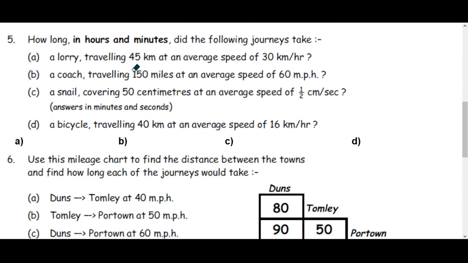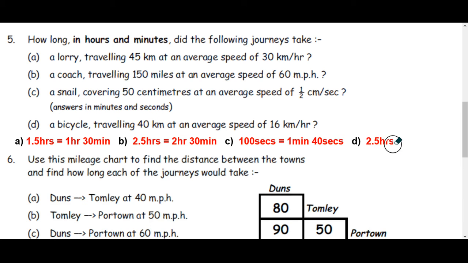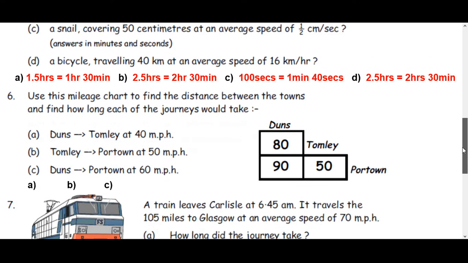Okay, question 5, 4 separate questions here. So time equals distance over speed in each one. So the first one, 45 over 30, that's 1.5. Just change it to 1 hour and 30 minutes, make sure you do that. 150 over 60 is 2.5, again change it to 2 hours and 30. 50 over 0.5 is actually 100 seconds, but it asks for minutes and seconds. So that's 1 minute, because that's 60 seconds, and then 40 left over. Last one here, 40 over 16, gives 2.5 hours, so 2 hours and 30 minutes.